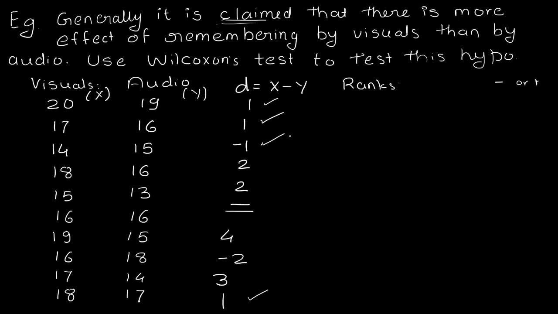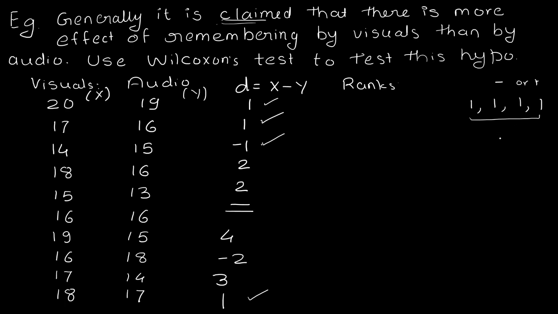Now for the first rank, there are four ones together. If I arrange them in ascending order, as we have done in the Mann-Whitney test, I write this as 1, 1, 1, 1. So all these four values will have the same rank.